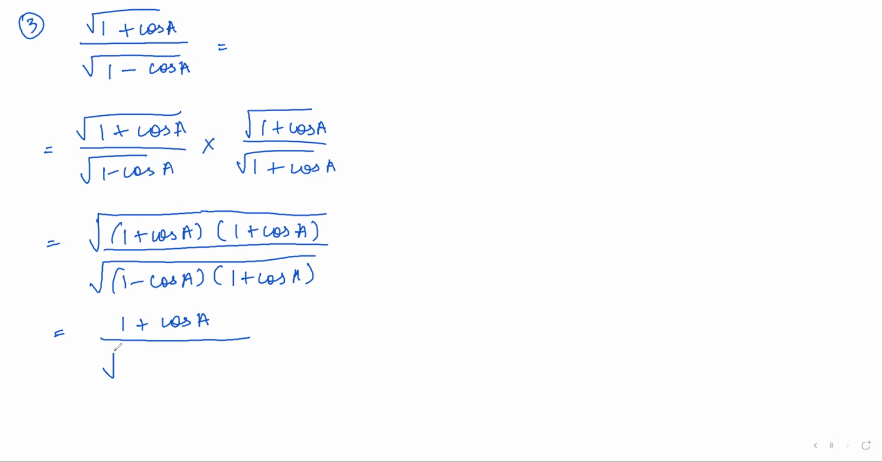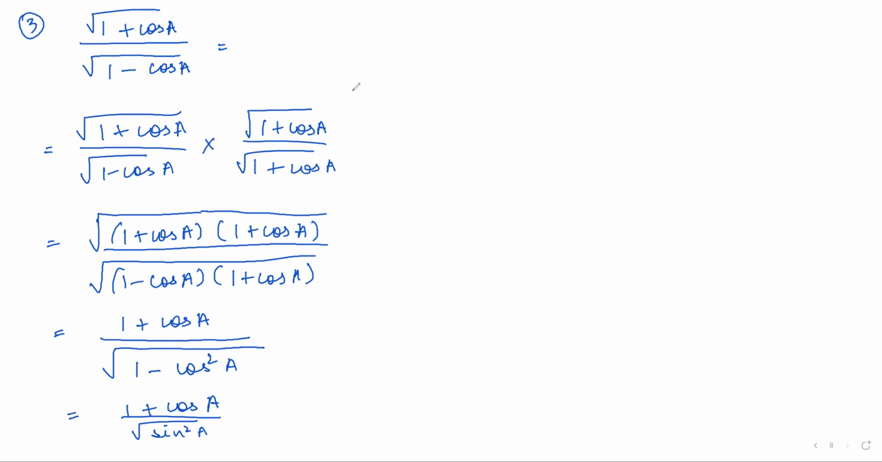And in the denominator, I have A minus B into A plus B. So it will be A square minus B square. So 1 minus cos square A. Clear? Yes, ma'am. It will be 1 plus cos A and then under root sine square A from the identity.